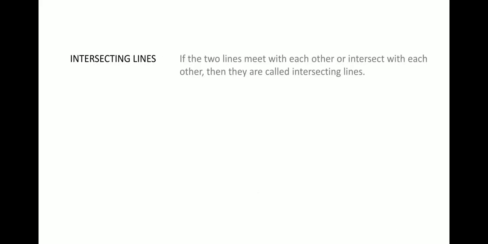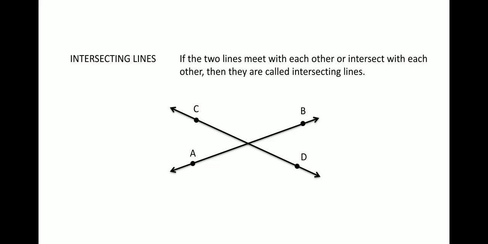Next we have intersecting lines. If two lines meet each other or intersect each other, then they are called intersecting lines. For example, let's say that there is a line AB and there is another line CD which meets it at this point O. Then we can say that AB intersects CD, or we can also say CD intersects AB at the point O. So this point O becomes the point of intersection, or is called the intersecting point.